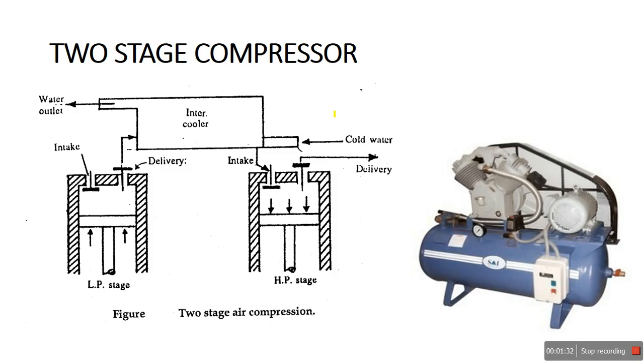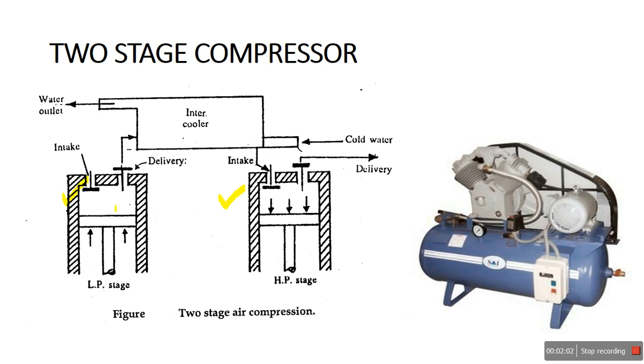Now we see what is meant by a two-stage compressor. First draw this diagram, then we discuss how it works. The two-stage compressor consists of two cylinders. According to the number of cylinders we classify compressors as single stage or multi-stage. Here there is one cylinder and another cylinder, so it is a two-stage compressor.